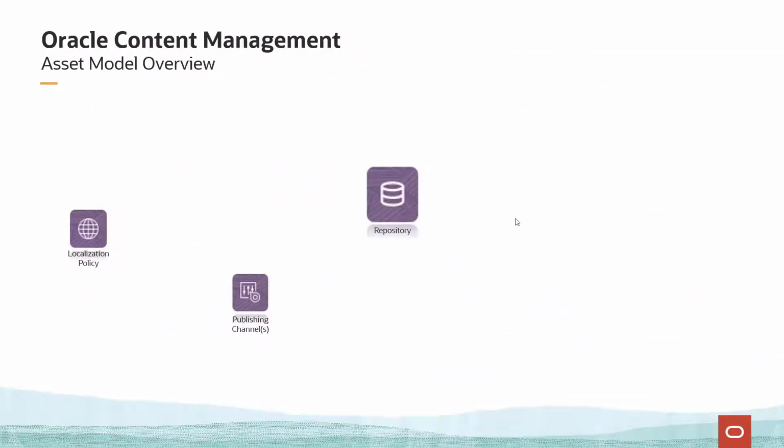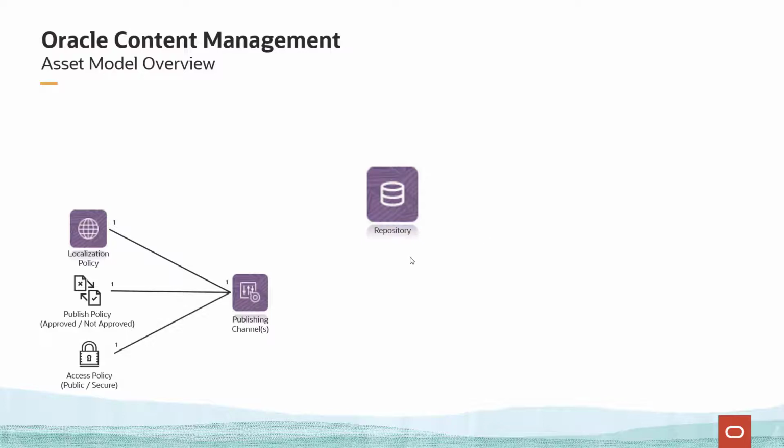Publishing channels is where content actually gets published. They can correspond to devices or other applications where you publish the content. They typically have a publishing policy associated, so you can decide if it's approved or not approved, or if it's public or secure. All of these have a one-to-one type of relationship, and you can have however many channels you want in a repository.